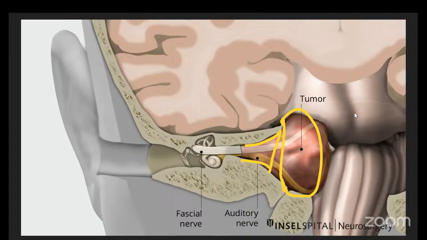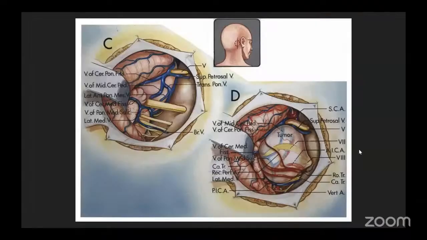It might be big enough to cause compression over the brainstem. You can look at here. It is displacing the brainstem towards the other side. This is a coronal view, by the way. I'm sorry, I forgot to mention. This is another illustration. Are we all on the same page, or am I going too quick?